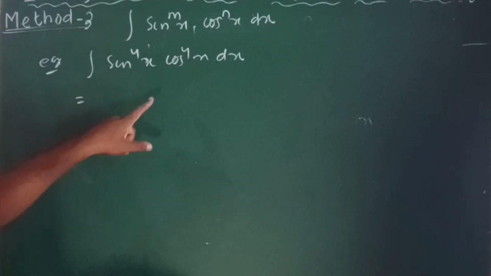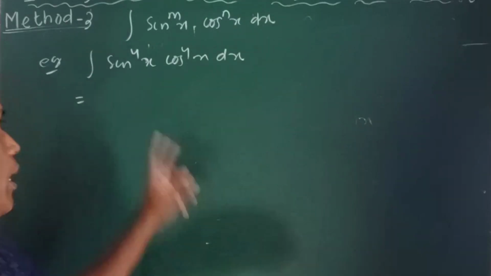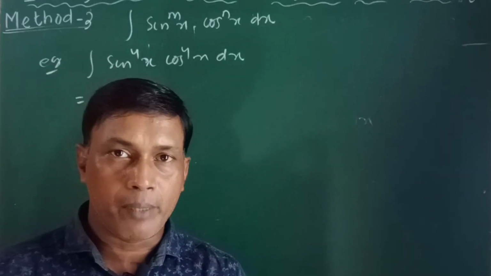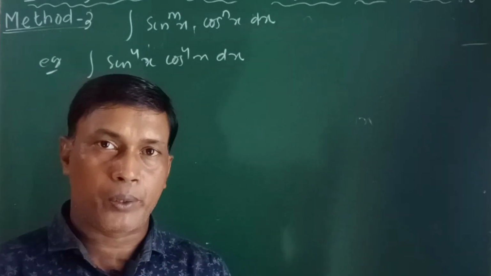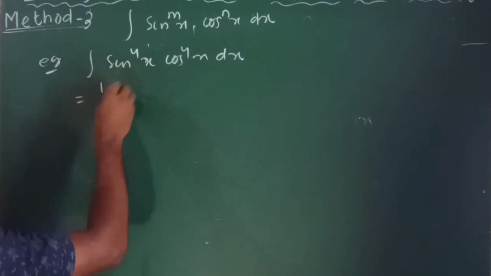Now look at here, an example of this case is sin to the 4x into cos to the 4x. Now the powers of both sin and cos are equal and the power is 4. If the powers of sin and cos are equal, then you have to multiply 2 to the power n divide 2 to the power n. Here n is 4. That means you have to divide 2 to the power 4 multiply 2 to the 4.